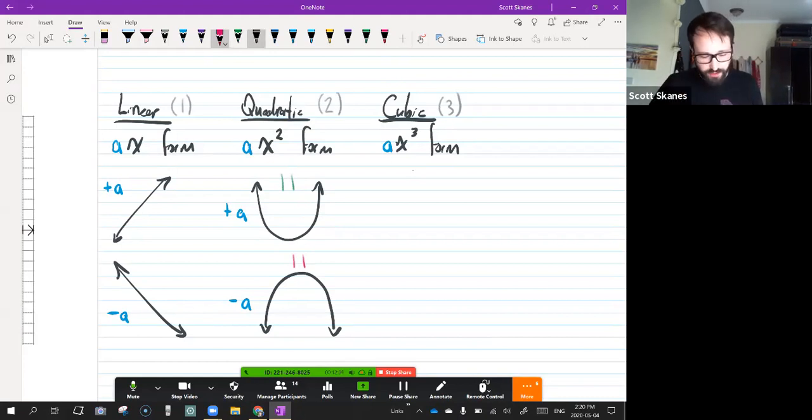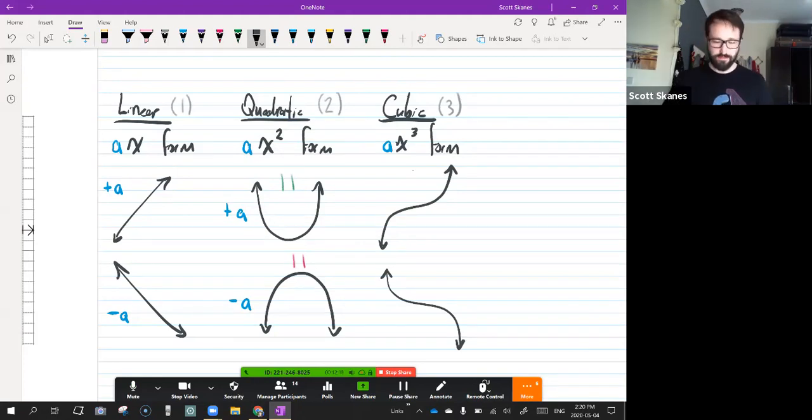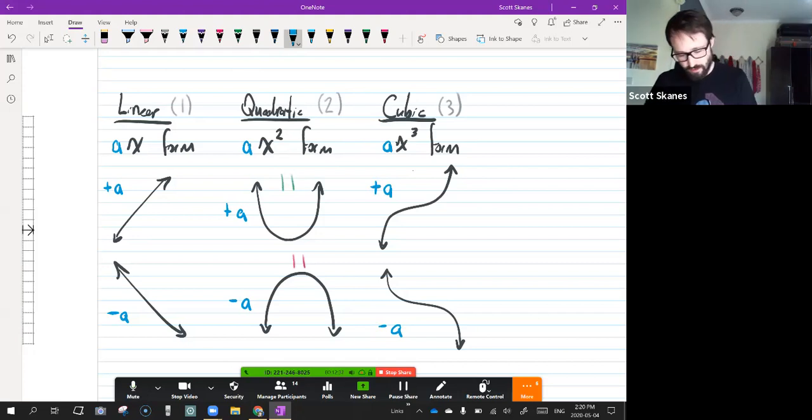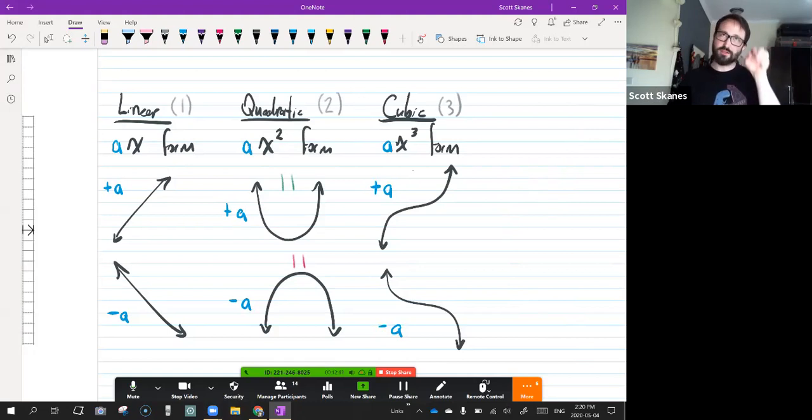And finally, cubic either looks like this, or like this. This is if we have a positive a, and this is if we have a negative a. How you remember that is you go up, then down, then up. 3 ways. Up, down, up. 1, 2, 3. Cubic. Up, down, up. 1, 2, 3. The other way would be down, up, down. If there's no other numbers, though, it just kind of goes flat.